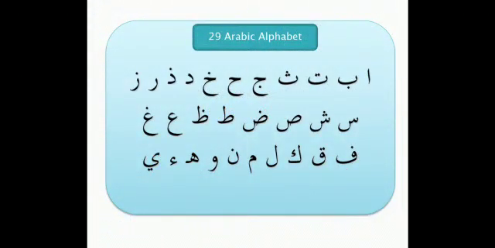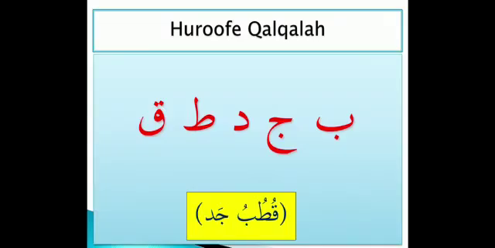In the Arabic alphabet, most of them are placed near the beginning, as you can see: Ba, Jim, and Dal. Ta is around the middle, and Qaf is near the end. And if you cannot remember these letters in the alphabetical order, then you can learn Qutubu Jaddin, where all these 5 letters could be found.